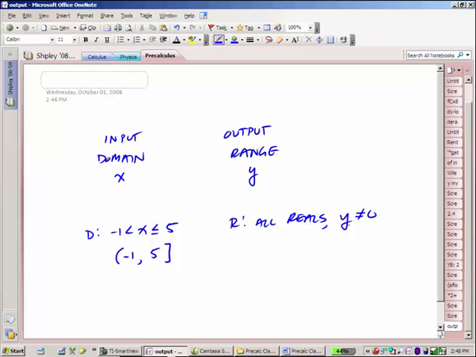If we wanted to say all reals, y can't be equal to 0, I might say -infinity to 0, together with, or union, right? Have you ever used that one before? Union, U, means together with 0 to infinity. So that says, look, it's -infinity up to 0, don't include 0, and then 0, don't include it, up to infinity.